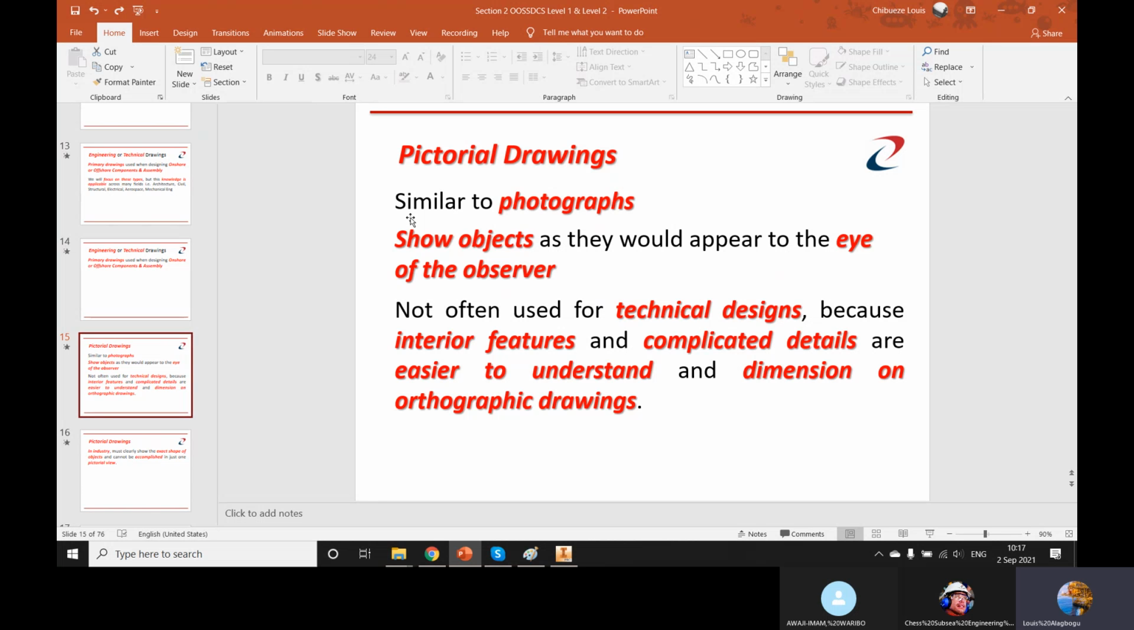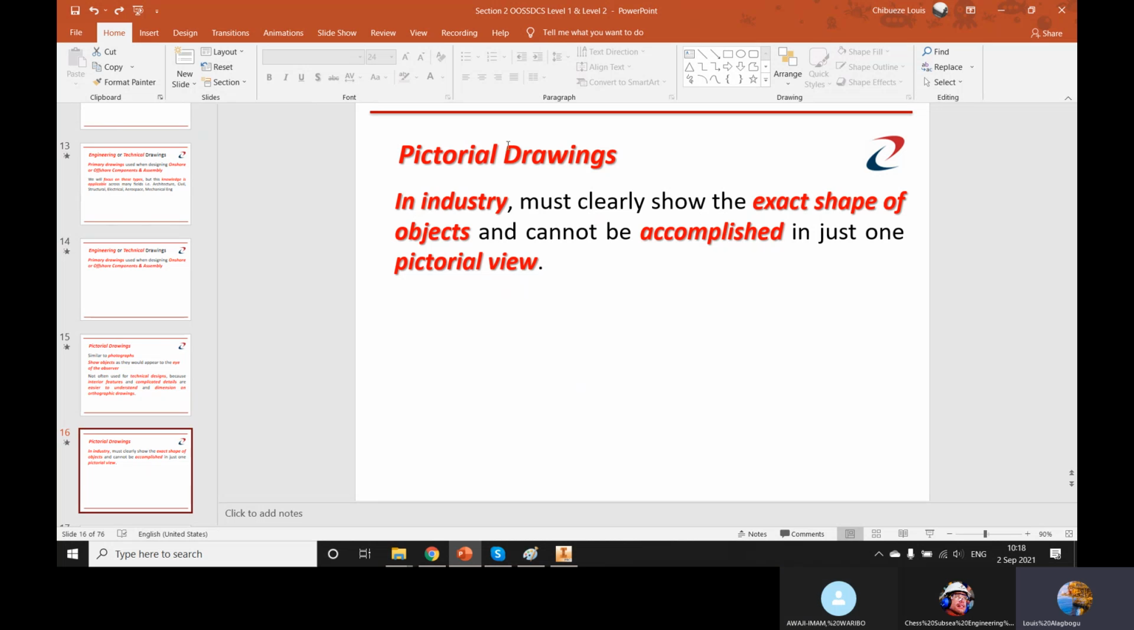So there are pictorial drawings. These ones are similar to photographs. They show objects how they will appear to the eye of the observer. When you see a pictorial drawing, they try to represent the object how the viewer is seeing it. They are mostly not used for technical designs, because some of these complicated features and details are easier to understand when they are dimensioned. There are 3 types of this pictorial drawing.